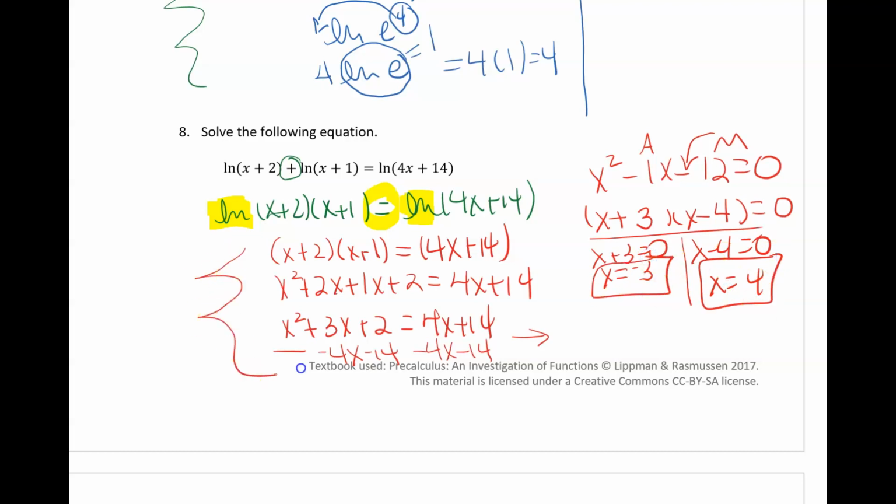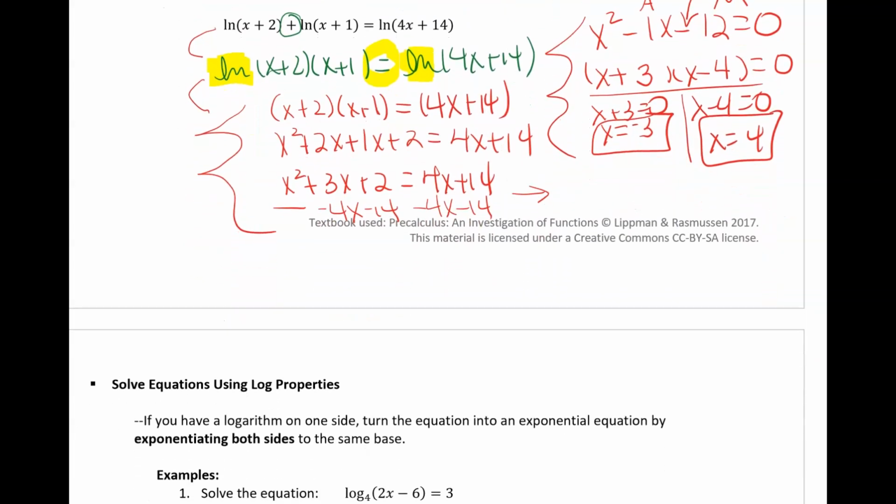And so all of this is from previous sections of solving a quadratic. This step is condensing. This step is the one-to-one property. So you cannot forget all that you have been doing and solving up until this point. We're still going to be able to apply it here. So let's continue with our solving.